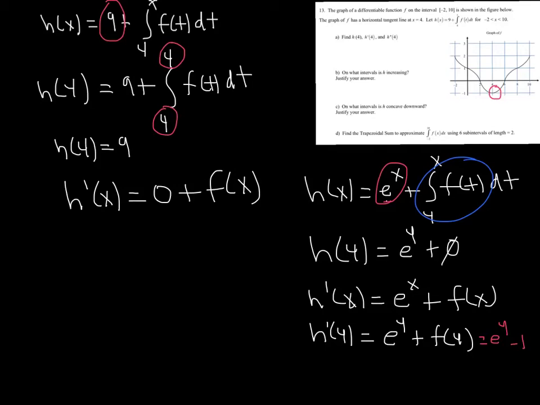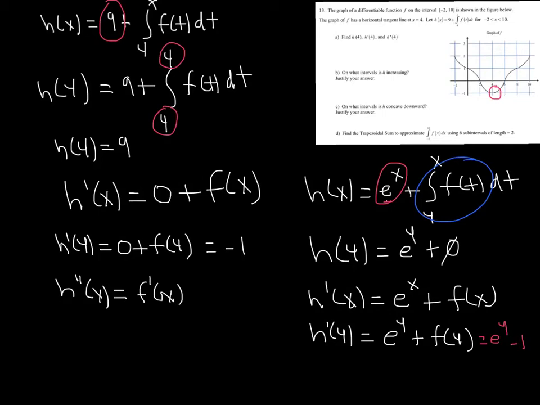All right, so let's go back to our problem. We're looking for h prime of 4, which is going to be 0 plus f of 4. And f of 4 is, once again, -1. So that's just going to be -1. All right, so h double prime of x is simply going to be f prime of x. The derivative of f of x is f prime. So that's the slope at 4.